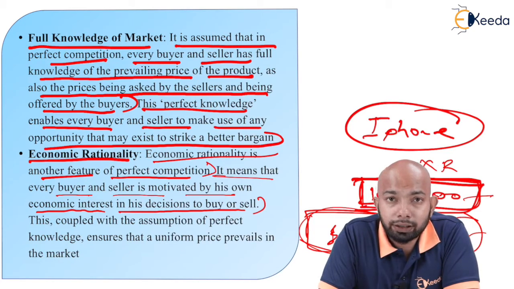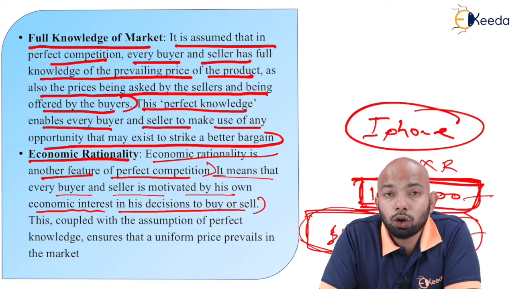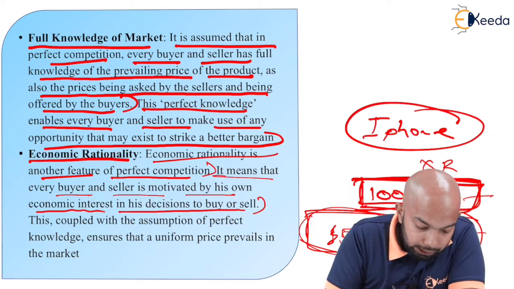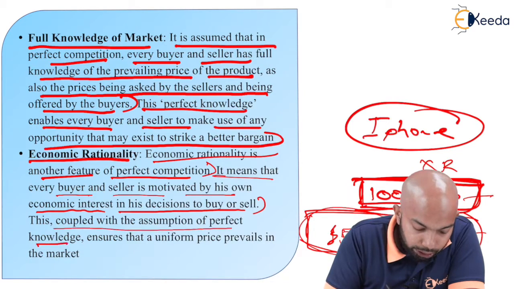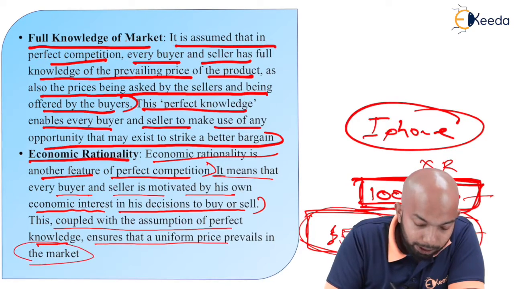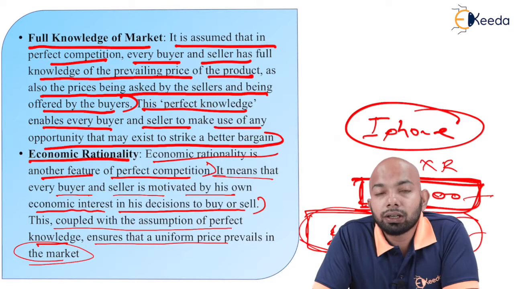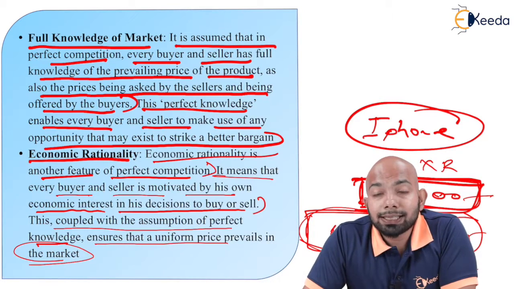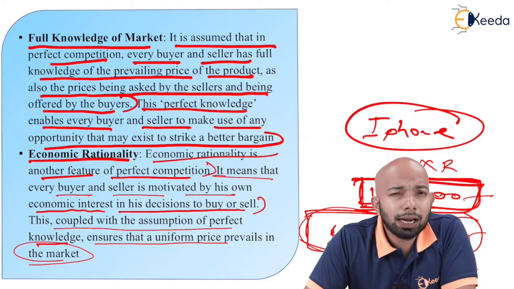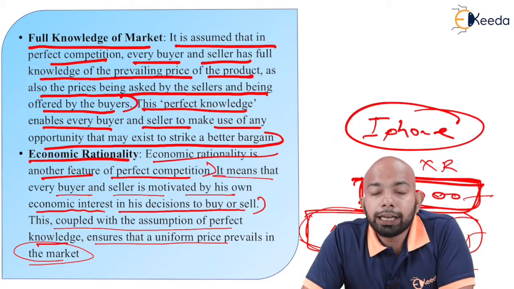Same thing goes with the seller here. Everyone has their economic requirements and their economic interest in it. This, coupled with the assumption of perfect knowledge, ensures that a uniform price prevails in the market. Same like the iPhone. I want an iPhone, I know the price. Hence, that is the price that will be taken into consideration. Hence, that is known as economic rationality. Economic rationality means you having knowledge about things that are going in and going out.